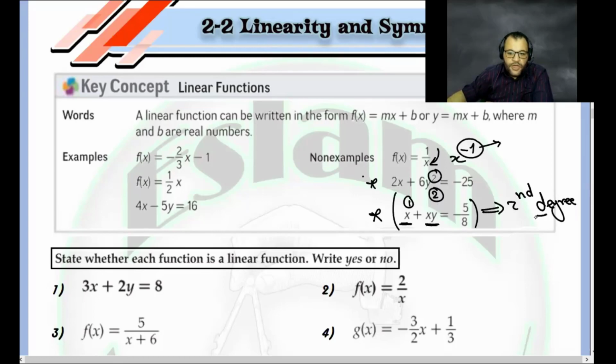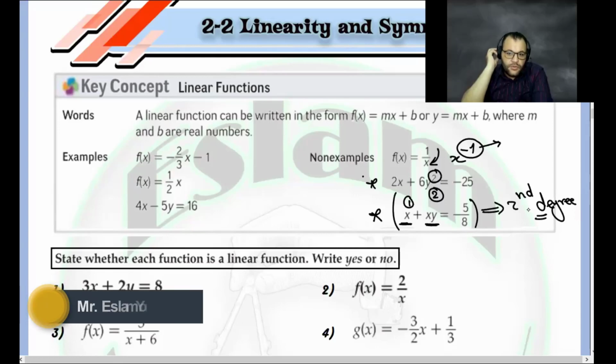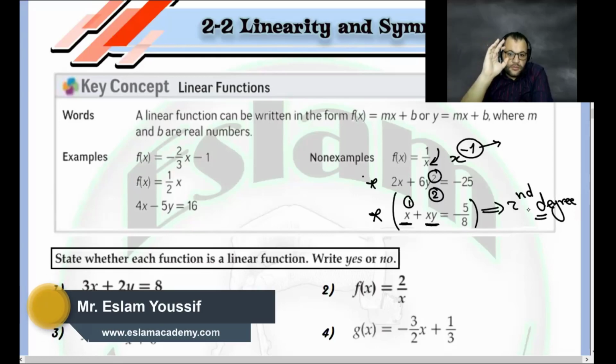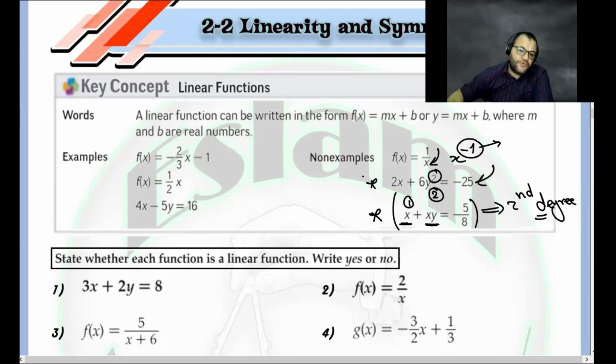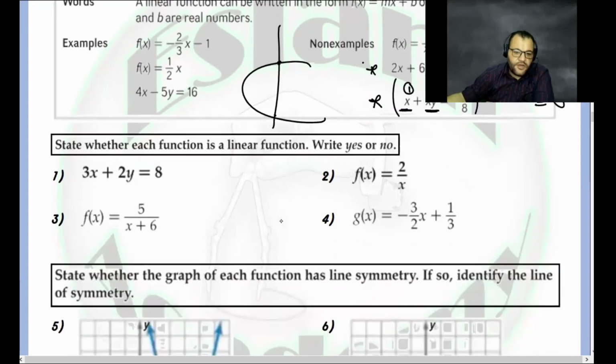Mister, are all these functions? These are all functions, but not linear. But this one is not a function. Why isn't it a function? Because y is raised to the power 2, and if you represent it, you will find the graph is a parabola like that. If you draw a vertical line, it intersects the graph at 2 points, so the graph is not a function. It's a relation, but not a function.